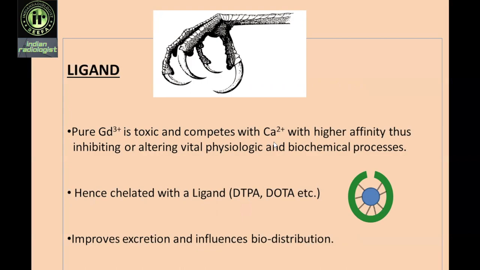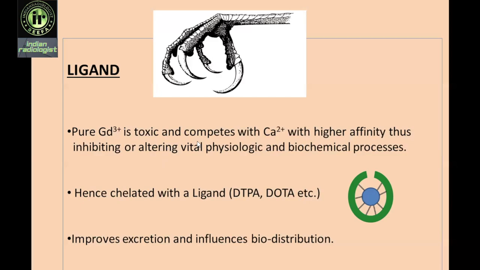And the charge is also higher than that of the calcium. This also has a factor in the cells selecting the gadolinium instead of calcium. So when gadolinium goes and sits in the place where calcium is supposed to be, it inhibits the physiological and biochemical processes. So that is how gadolinium cheats the cells, because its diameter is almost similar to that of calcium, and also it has a higher charge. The cell prefers higher charges. So what do we do to make it non-toxic?